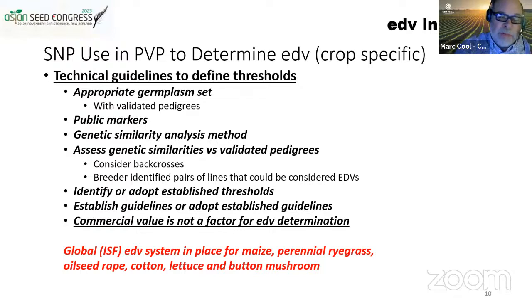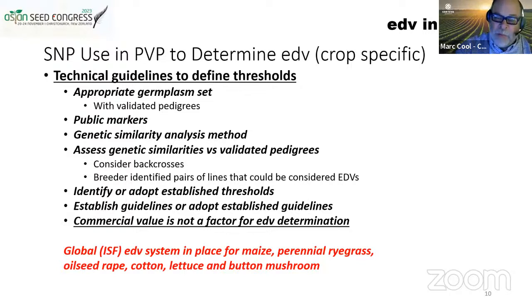It's important that you use public markers for that. It's also important to use all the genetic diversity available, so that the SNP database that you use is very widely usable. You look for a genetic similarity method, as I mentioned. Then you assess the genetic similarities.